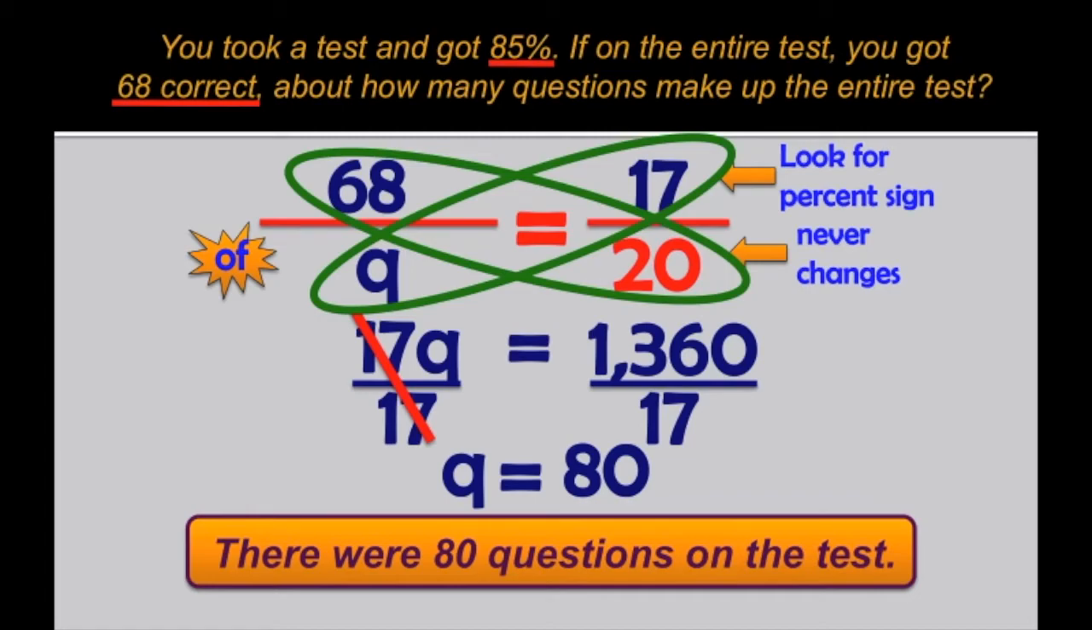And again, it's good to see if your answer makes sense. Here we're saying that you got 85% on your test, which means you got almost all of it right. A majority of your test you got correct because 85% is a good grade. So if there were 80 total questions, you got 68 questions correct, which is basically like saying you got a majority of the questions correct. Therefore, our answer seems reasonable and it makes sense.